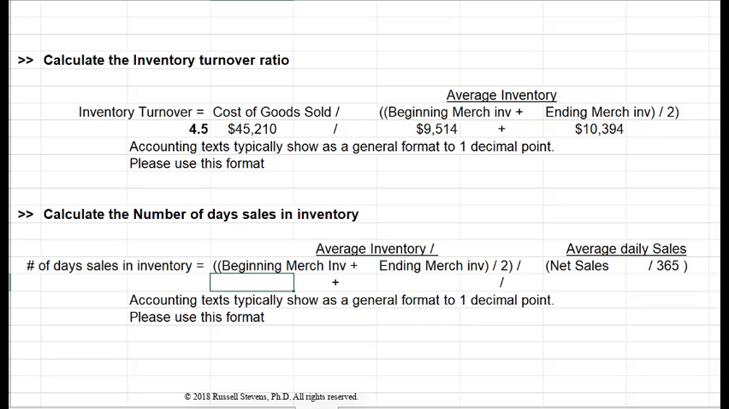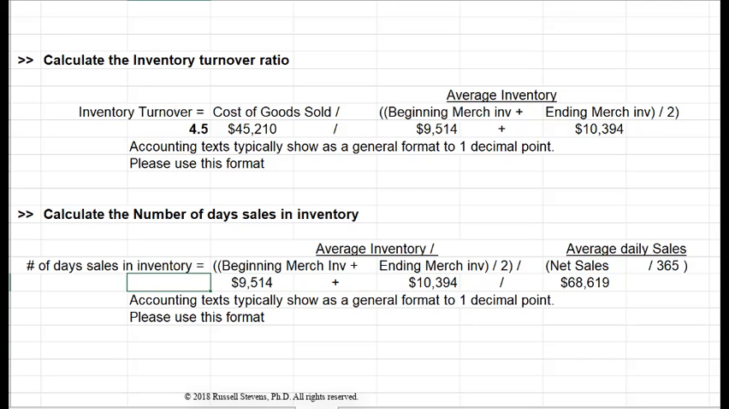The total daily sales is on the PDF source document at the top of the income statement for current FYA and is $68,619,000. As in the inventory turnover ratio, the 9514 and 10394 numbers are entered in the appropriate workbook cells. The number 68619 is entered into the workbook cell under net sales.